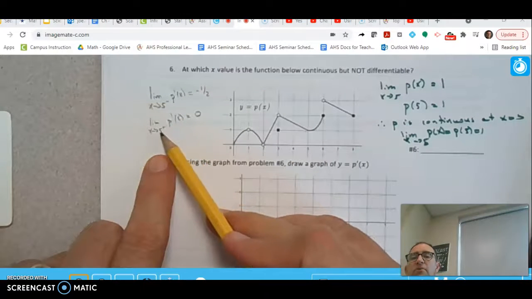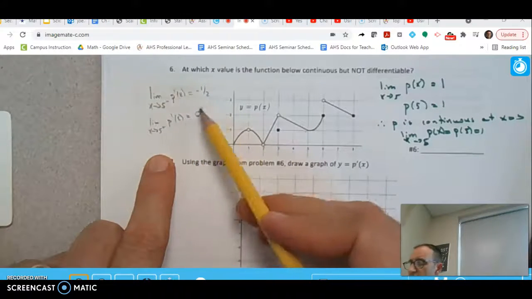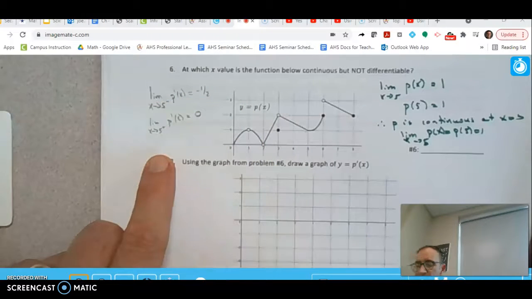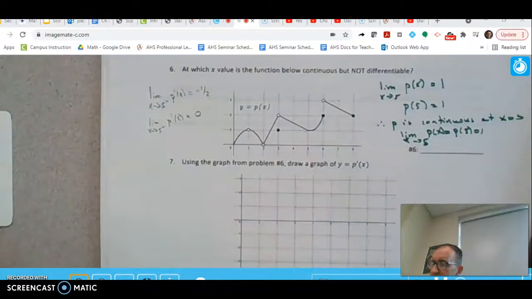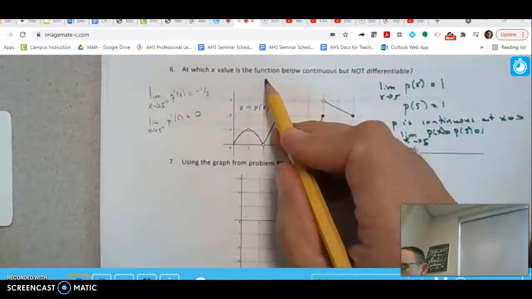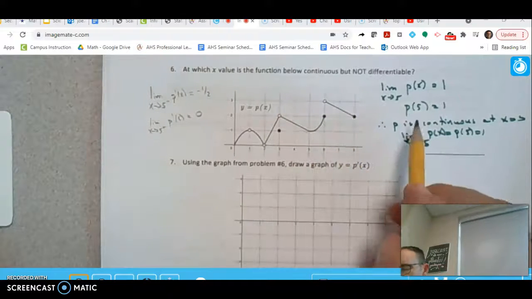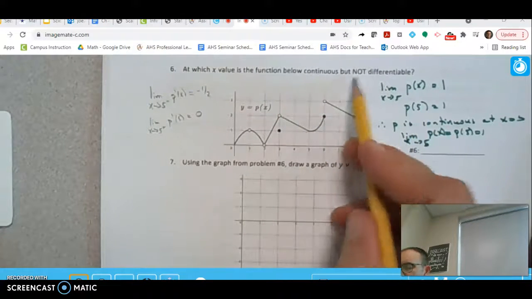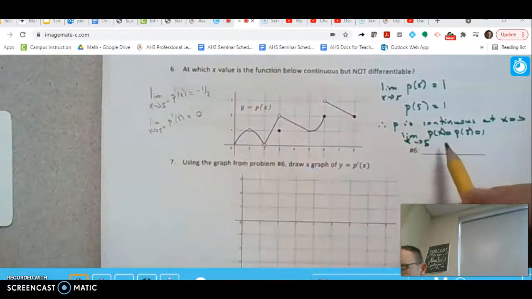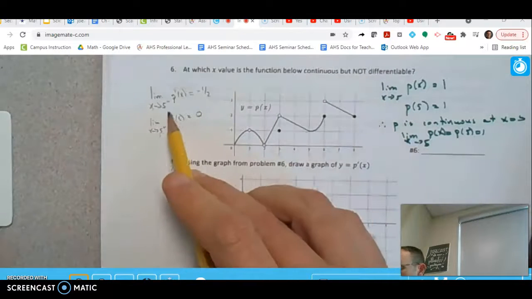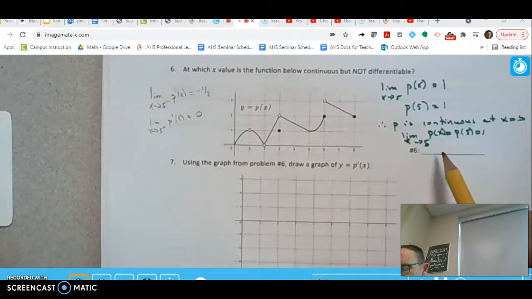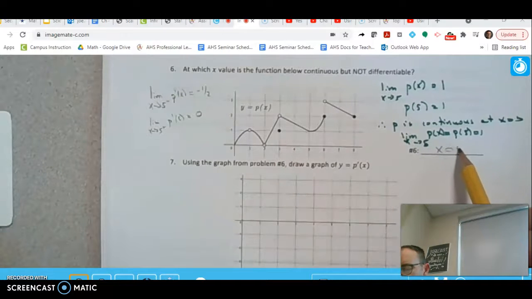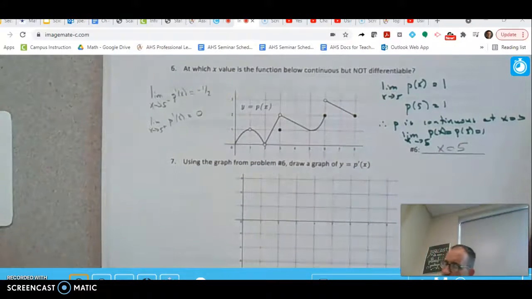left and the limit as I approach 5 from the right of the derivative are two different things. So I would say the x value where the function is continuous because of these conditions over here, but not differentiable because the slopes are not approaching the same thing from the left and to the right of 5, would be at x equals 5.